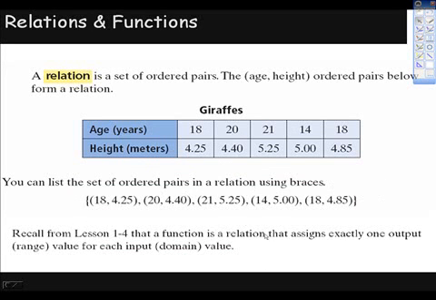A function is a relation that assigns exactly one output value for each input value. So, for example, if 14 equals 5, then 14 couldn't equal something else also. It has to always equal 5. If that's true for every value of x, and when we look at points, then that relation is a function.